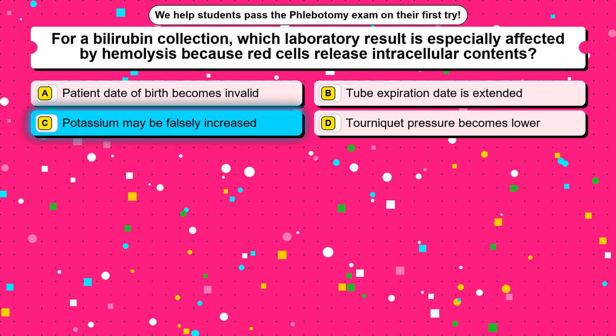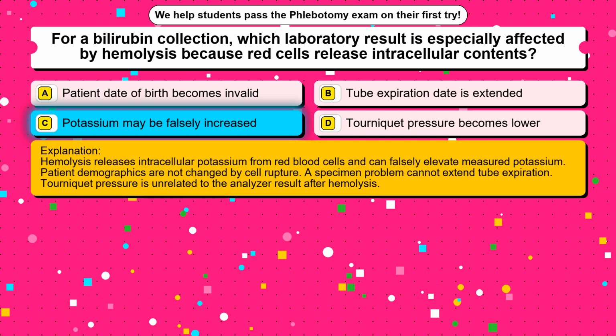The correct answer is option C. Potassium may be falsely increased. Hemolysis releases intracellular potassium from red blood cells and can falsely elevate measured potassium. Patient demographics are not changed by cell rupture. A specimen problem cannot extend tube expiration. Tourniquet pressure is unrelated to the analyzer result after hemolysis.